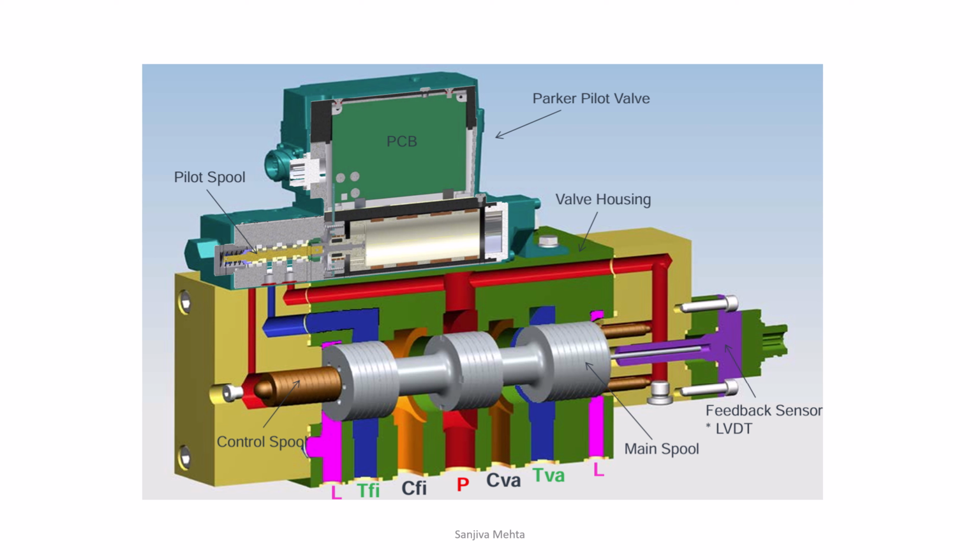It has a feedback sensor, LVDT, linear variable differential transformer, because the system has to know how much the spool has moved, especially for fuel injection, and also for the exhaust valve actuation.